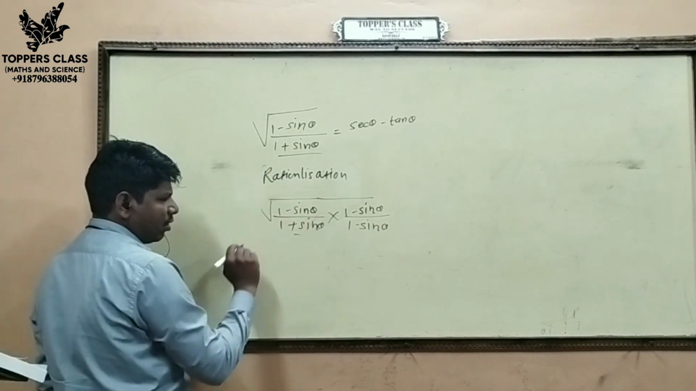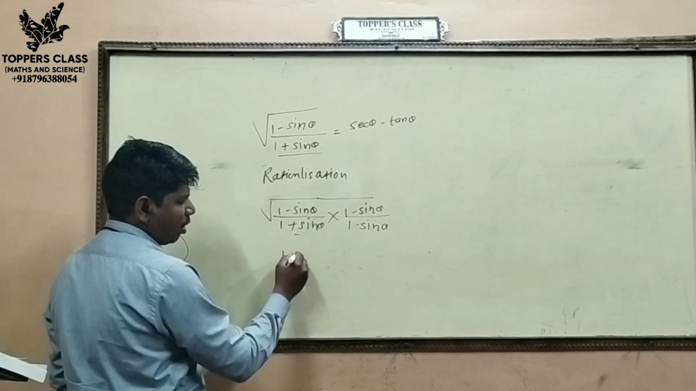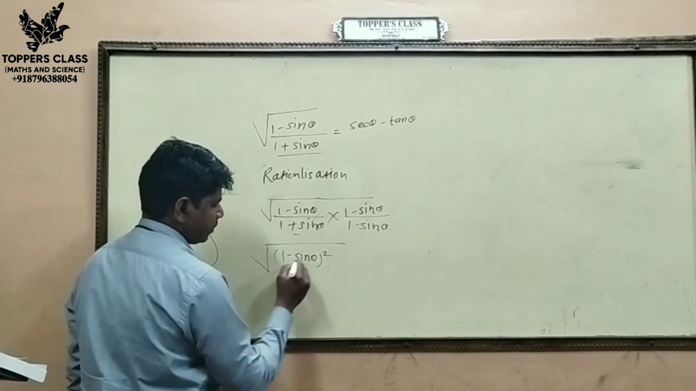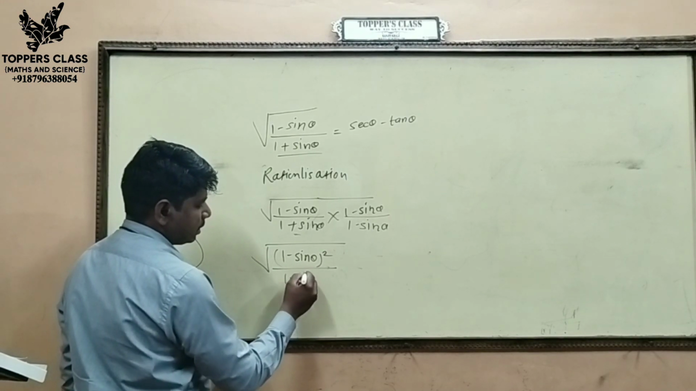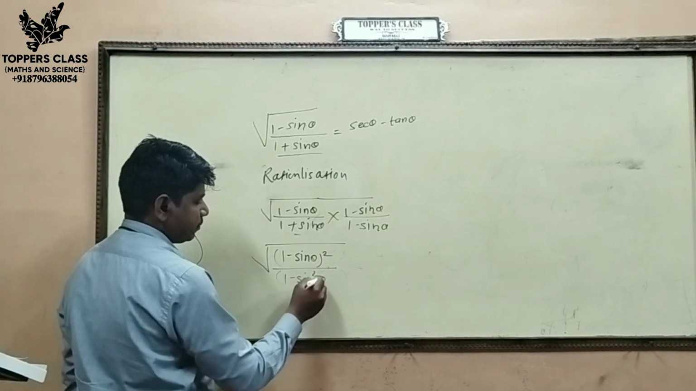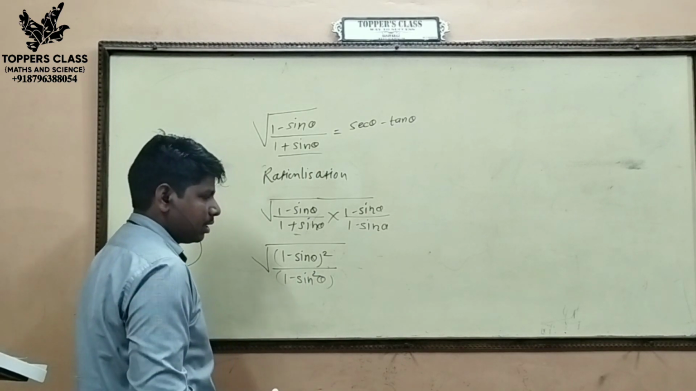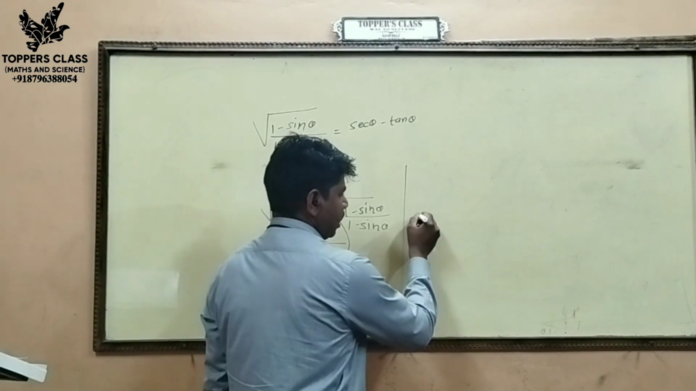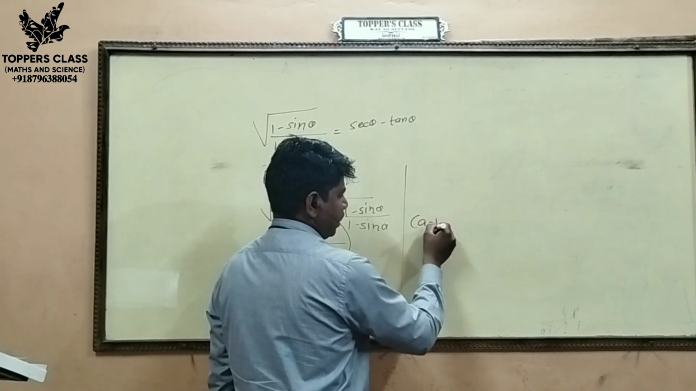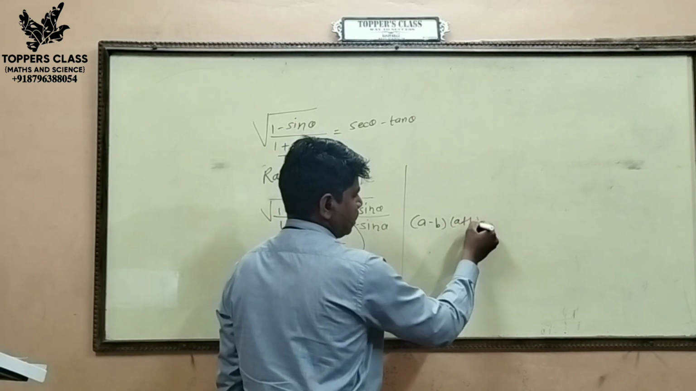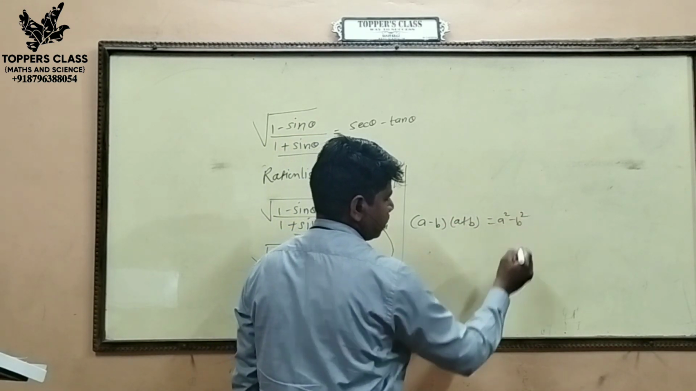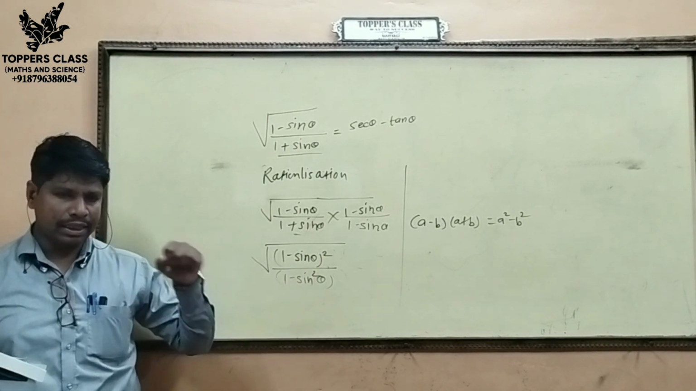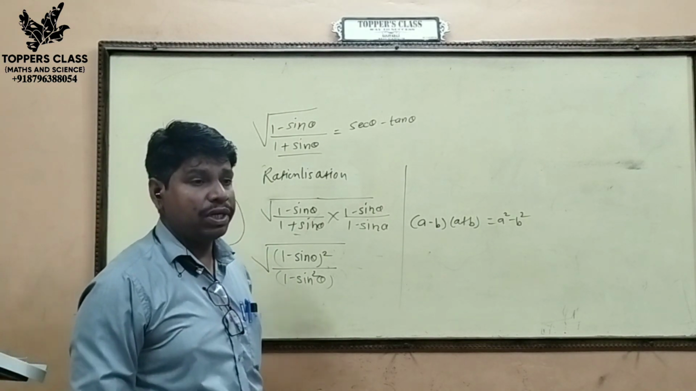Now we'll do this multiplication. What we get? 1 minus sin theta bracket square upon 1 minus sin square theta. Now here which rule is applied? For this 1 minus sin square theta, we have applied the rule a minus b, a plus b is equal to a square minus b square. Okay, 1 minus sin square theta. Now we will take its square root.